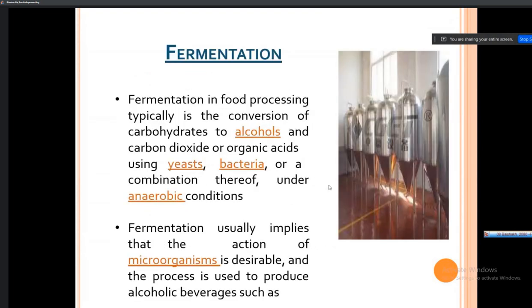Then fermentation, making alcohols, making yeast, and making other fermented foods, and even yogurt making is a kind of fermentation. And fermentation in food processing typically is the conversion of carbohydrates to alcohols and carbon dioxide or organic acids using yeast, bacteria, or a combination of yeast and bacteria under anaerobic conditions. So fermentation usually implies that the action of microorganisms is desirable, and the process is used to produce alcoholic beverages.